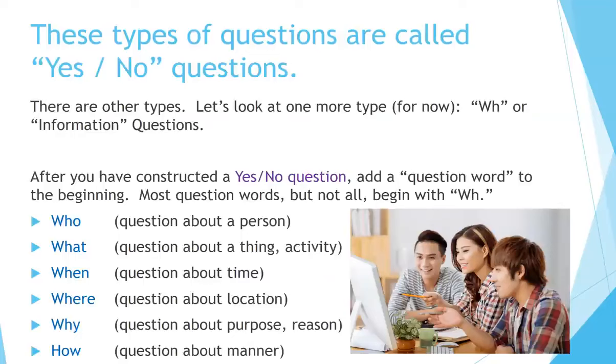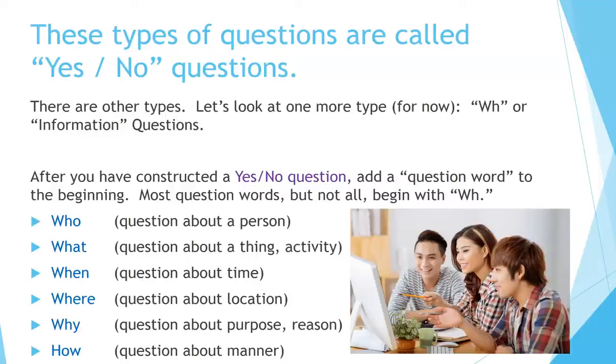These types of questions are called yes-no questions. That's because the answer to these questions is either yes or no. There are other types. Let's look at one more type for now, WH or information questions. After you've constructed a yes-no question, add a question word to the beginning. Most question words, but not all, begin with WH.